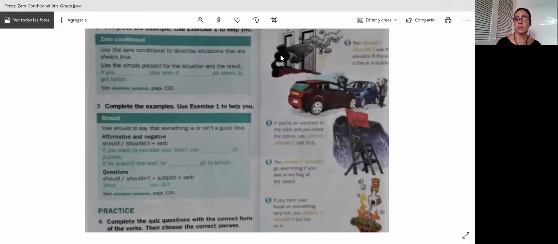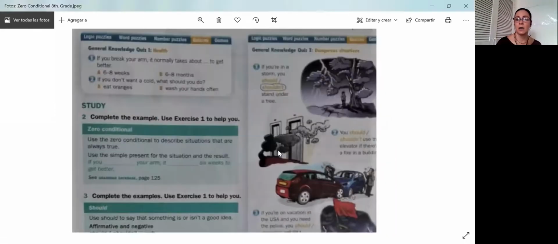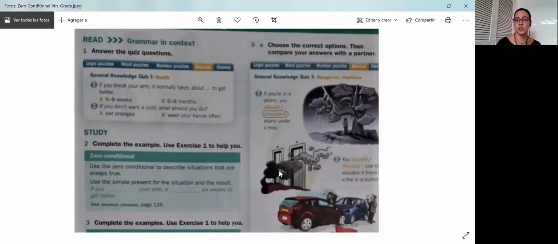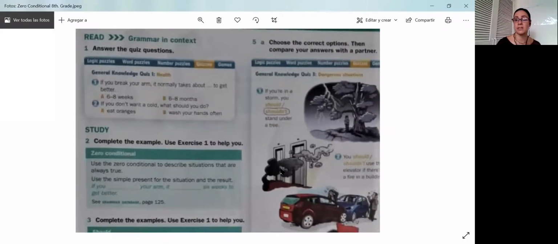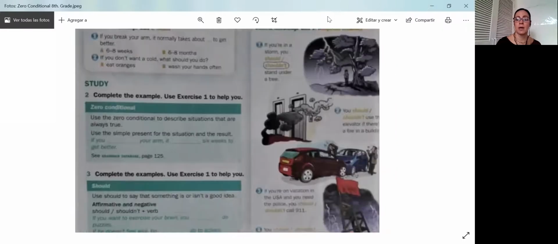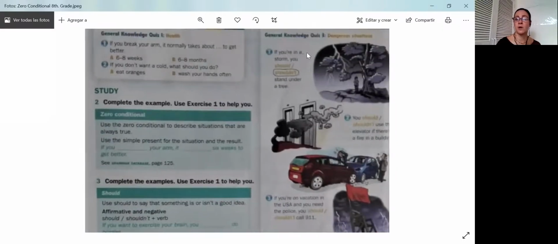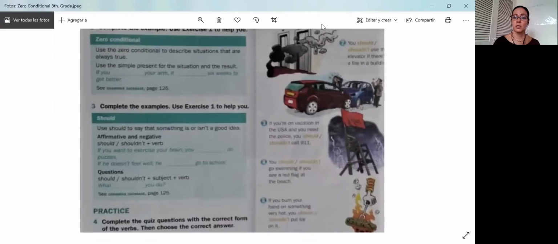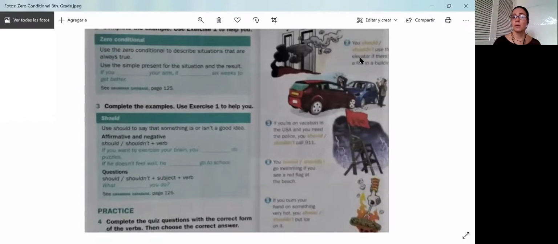Okay, so we're going to continue with the exercise. That's 5, with should or shouldn't in dangerous situations. Here, the first one says, if you're in a storm, you should or you shouldn't stand under a tree. Of course, you shouldn't. Number 2, you should or you shouldn't use the elevator if there's a fire in the building. Of course, you shouldn't.